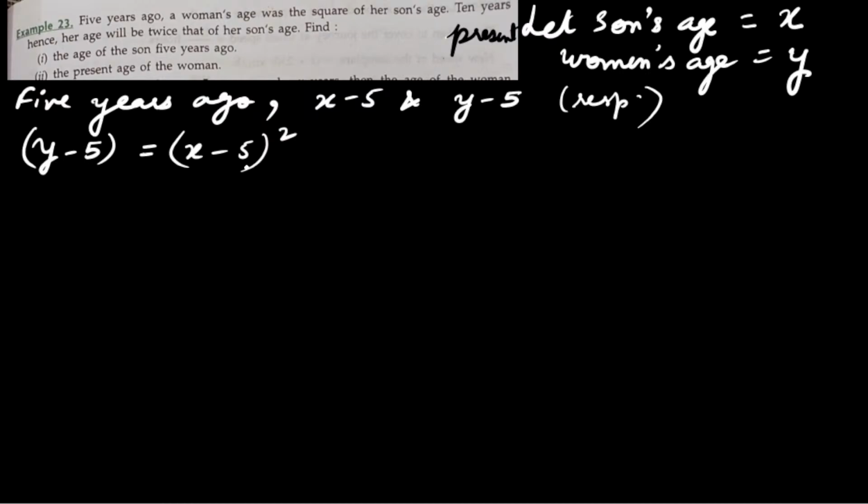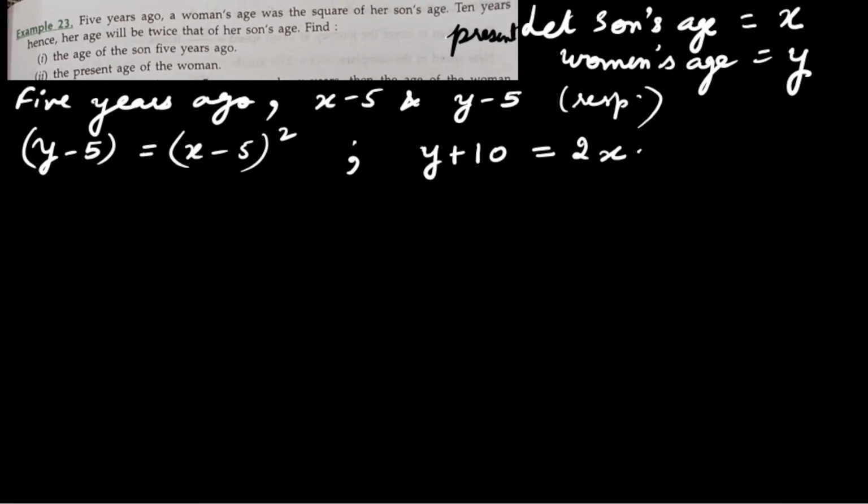Now we can simplify this. So from here we'll get the first equation, and another equation we will get here. 10 years hence. Hence means we are talking about the future. So 10 years hence, what will be the age? Her age. So this side I am writing the woman's age. So y plus 10. Y plus 10 is her age, and it will be twice that of her son's age. Twice means 2x, 2 times the son's age.